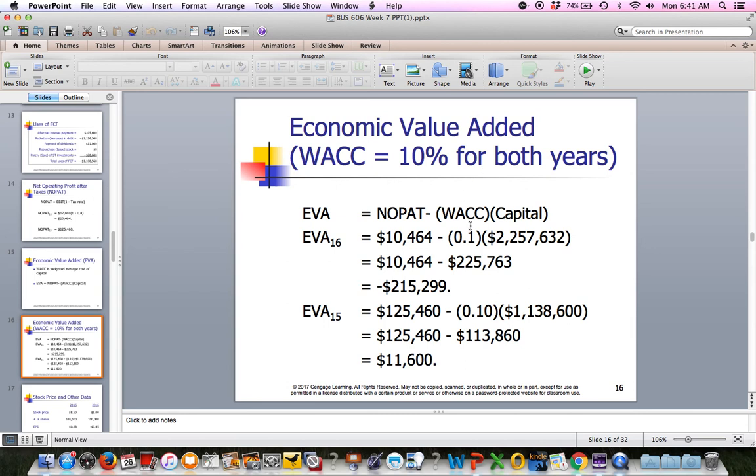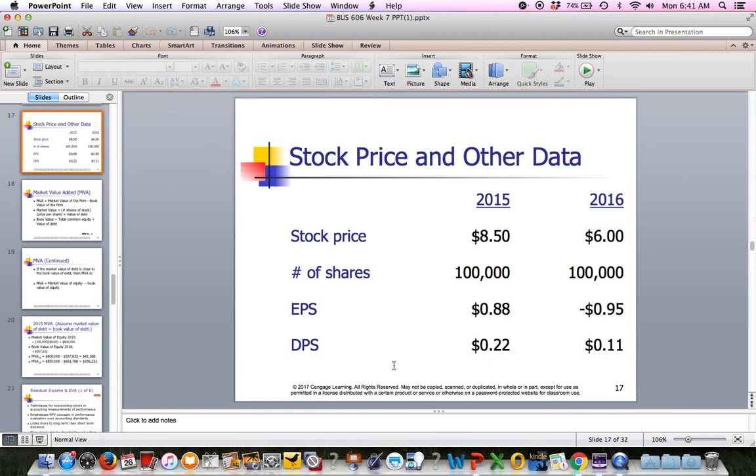Their cost of capital was 10%, so it's that 0.1. My NOPAT, that's after the tax effect and everything, I get a negative 215. I had a positive in 15. Now it wasn't hugely positive, but at least it was positive. It was 11.6. Let me just show you some other data about the company, just to show you the impact of having negative cash flows.